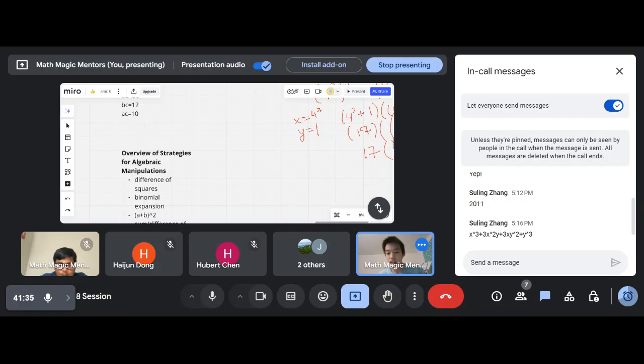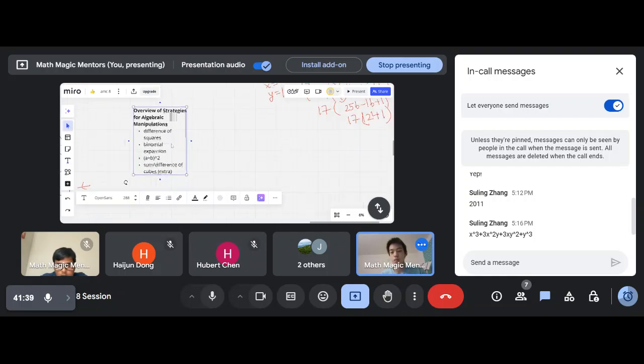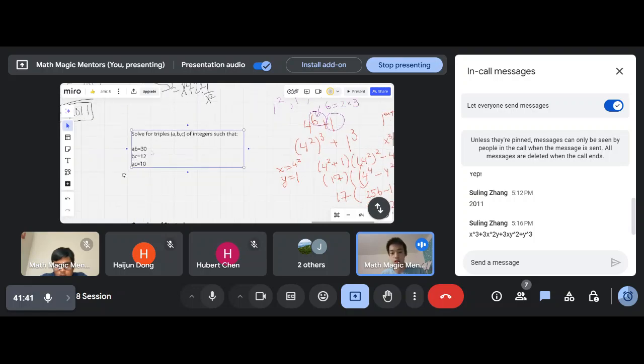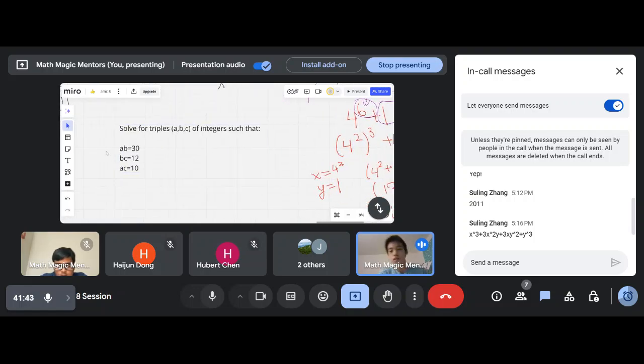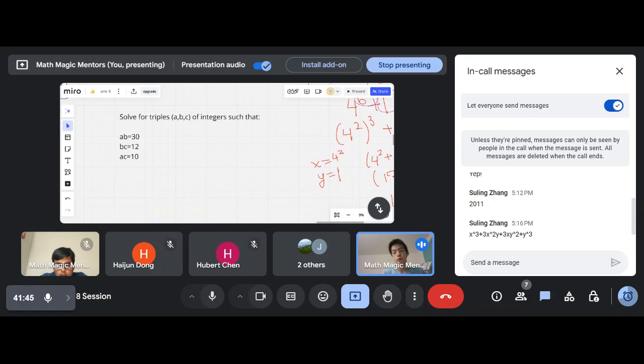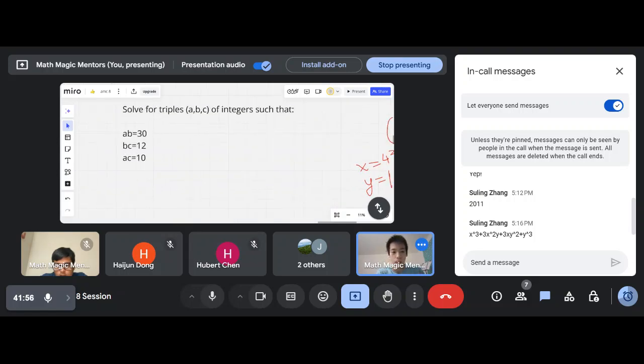So let's cover this one last problem with algebraic manipulations. It asks: solve for triples ABC of integers such that AB equals 30, BC equals 12, and AC equals 10. All right, so does anyone have any ideas about how we can approach this problem?